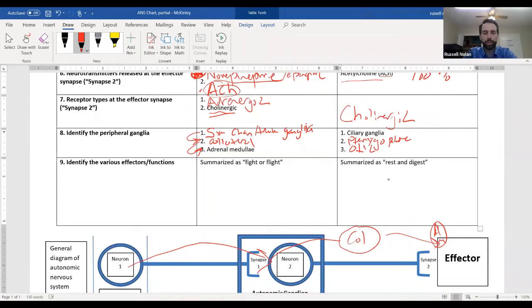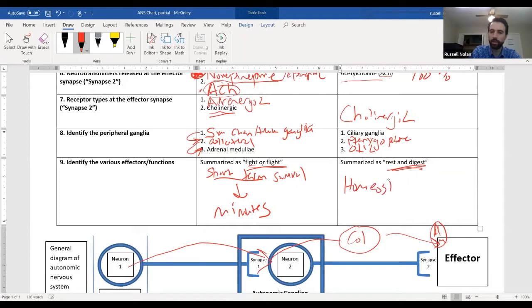So then we get into the box of functions, all of the functions. So notice sympathetic is summarized as fight or flight, meaning sympathetic helps you with short-term survival. Short-term survival. And when I say short-term, I mean like minutes. Rest and digest, we can think of this as really maintaining homeostasis. We want to be under long-term parasympathetic control.